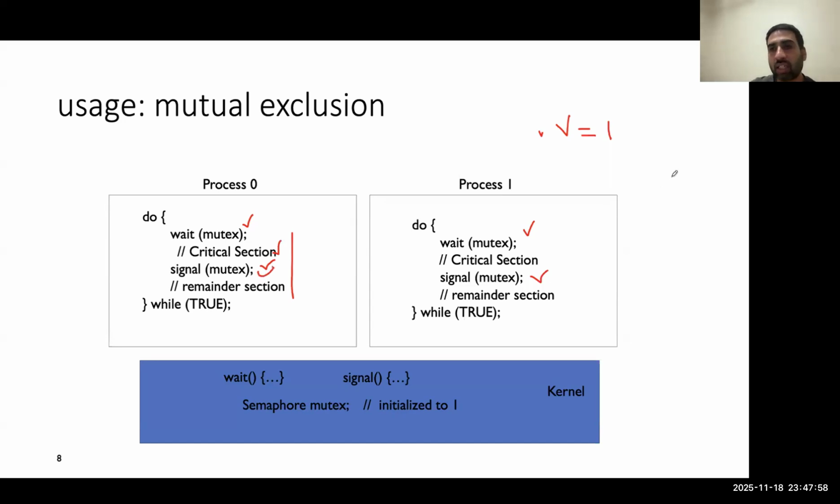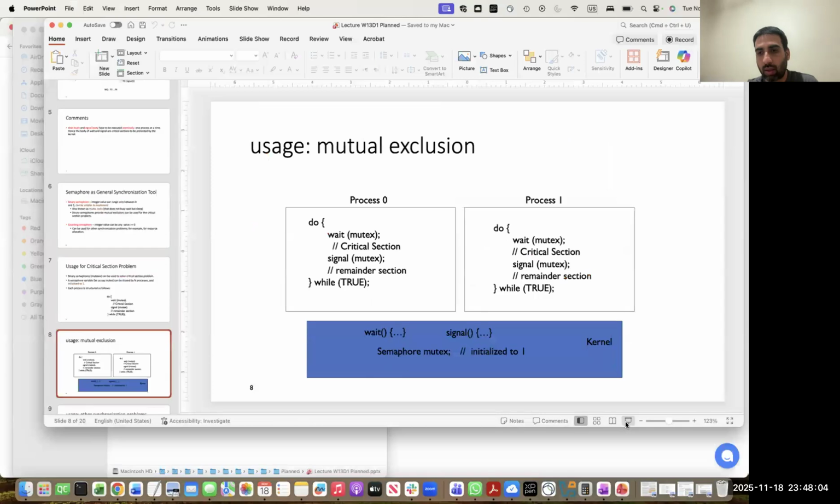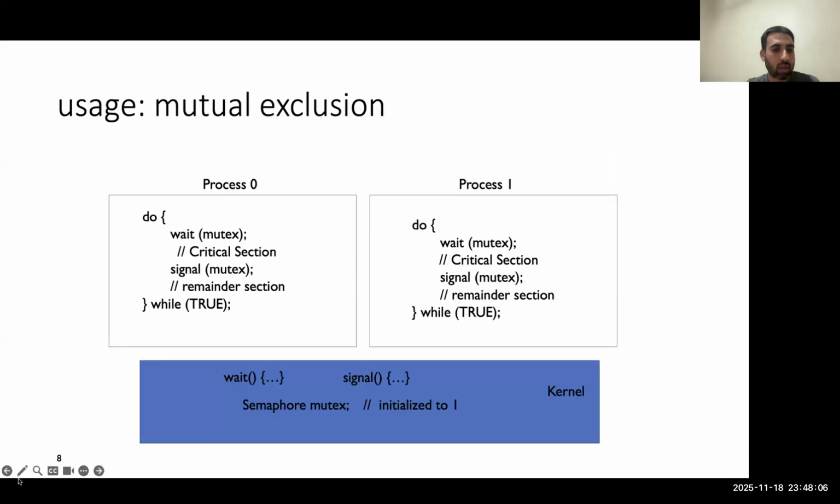So what will happen, let's say if we have this sequence, that process 0 first invokes the wait on the mutex? It will be able to continue its execution. Why? Because the value of the integer is initialized to 1.